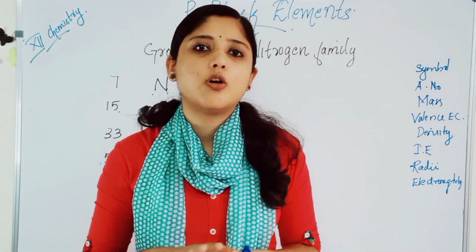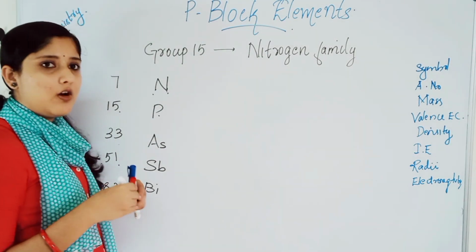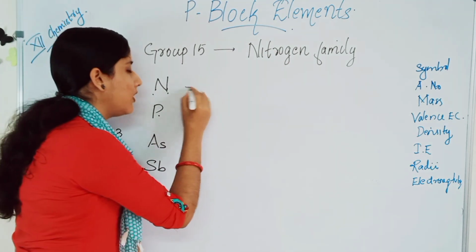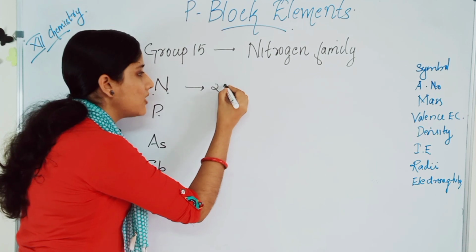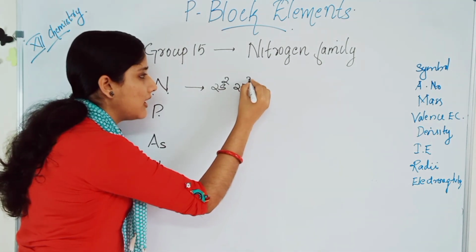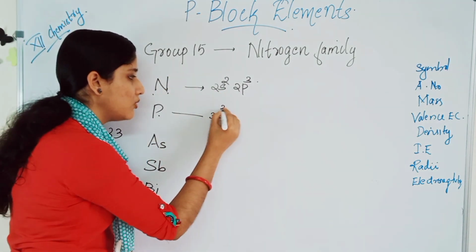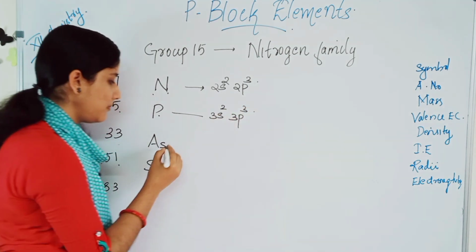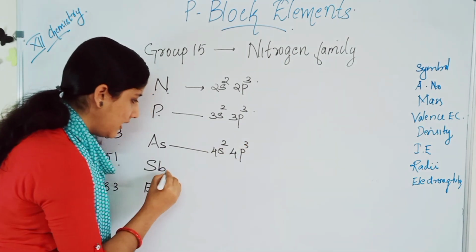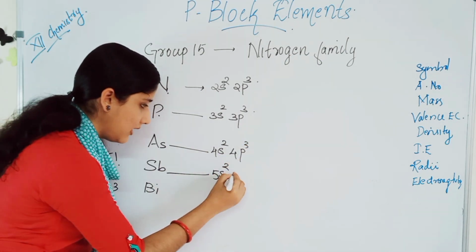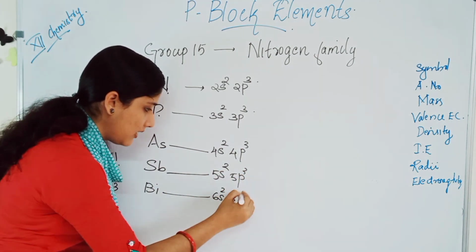The valence electronic configuration of these elements. We already studied this in our plus 1 chapter. The outer electronic configuration of nitrogen is 2s2, 2p3. Phosphorus is 3s2, 3p3. Arsenic 4s2, 4p3 and antimony 5s2, 5p3. Similarly, bismuth is 6s2, 6p3.